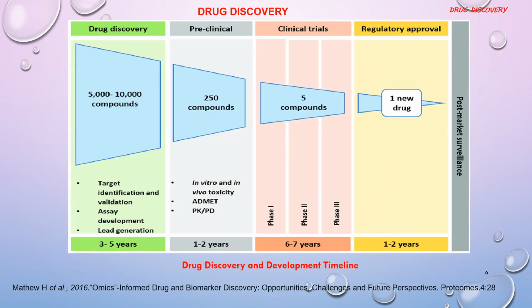The figure here represents the drug discovery and development timeline. The current drug approval pipeline can take approximately 15 years. It is estimated that around 5,000 to 10,000 compounds are selected and only one of them reaches the drug market as a drug.